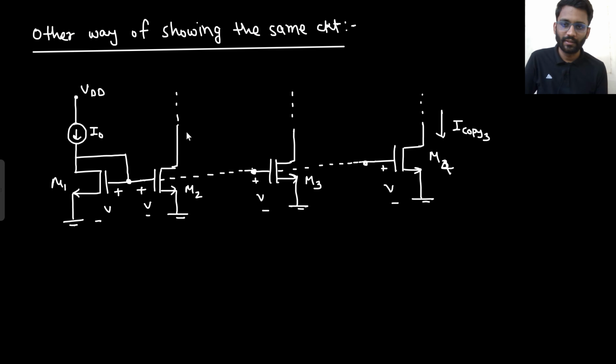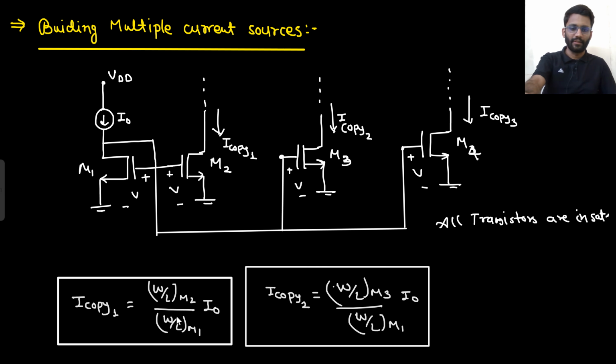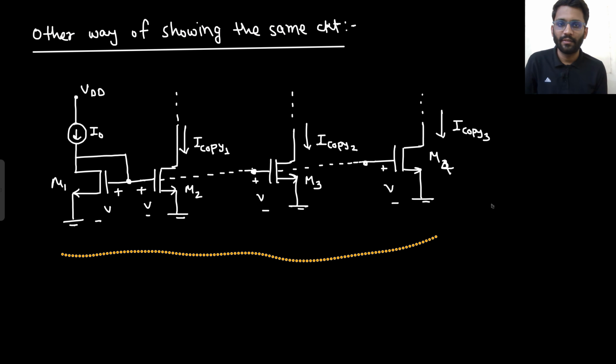Okay, this will be your I copy 1. And this will be your I copy 2. So in the same way it is shown, and these equations will be the same. Nothing different will be there. Are you getting this point? So this is the other way of showing the same circuit, right?